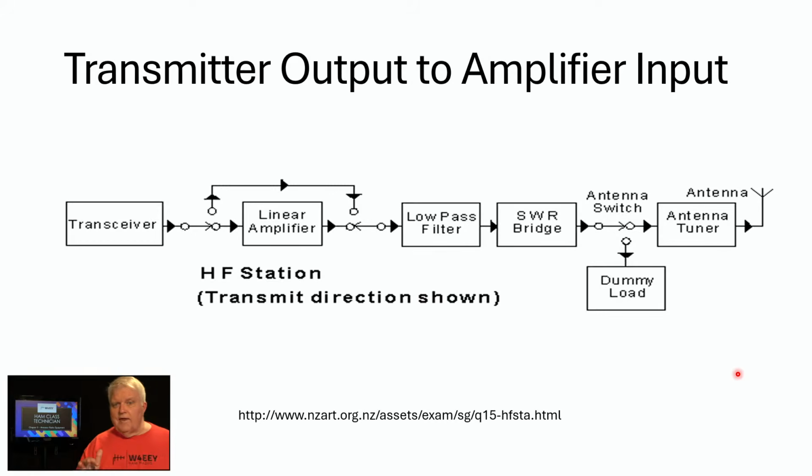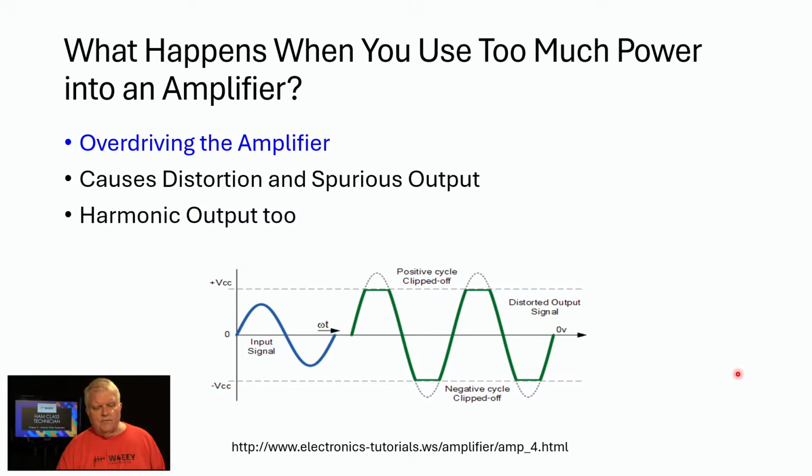Now, I mentioned that the amplifiers don't want to see more than about 25, 30 watts into them. What happens if you transmit too much? Well, you cause clipping. You overdrive the amplifier. The amplifier will go up to whatever it can do, and it can't do any more, and so it starts cutting off the tops of the peaks. And when that happens, you get distortion. You get spurious output on frequencies well away from where you want to be having output. And harmonic output happens as well.